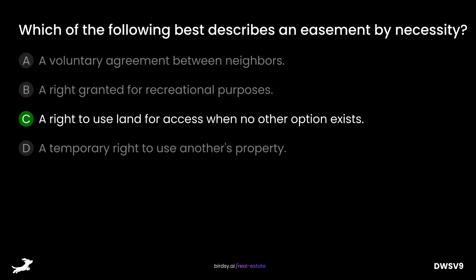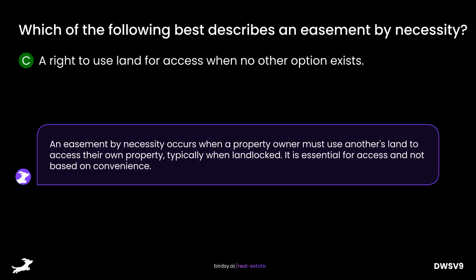The answer is C, a right to use land for access when no other option exists. An easement by necessity occurs when a property owner must use another's land to access their own property, typically when landlocked. It is essential for access and not based on convenience.